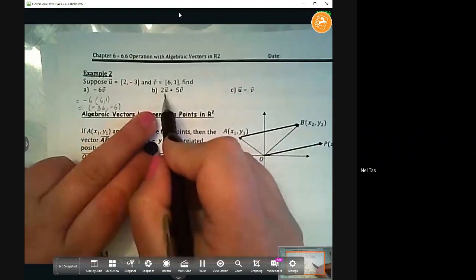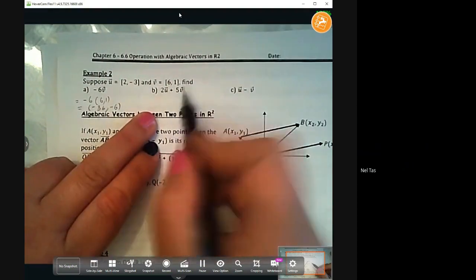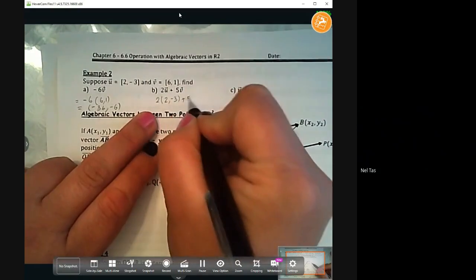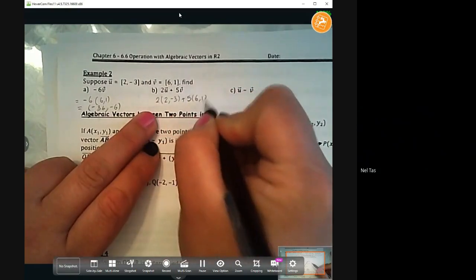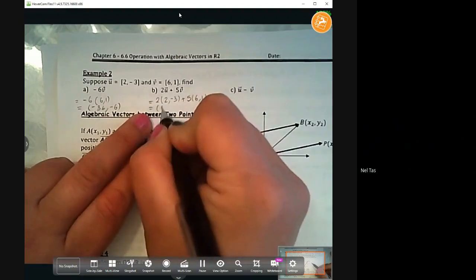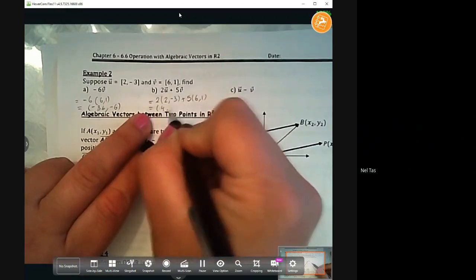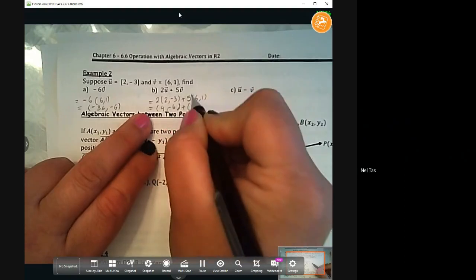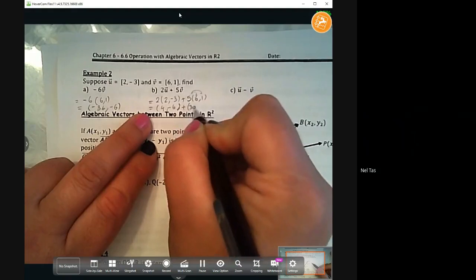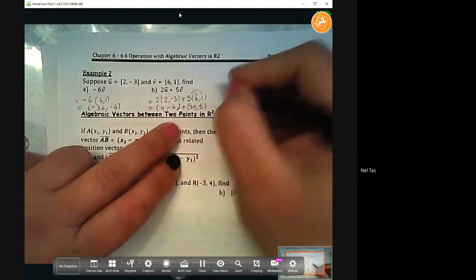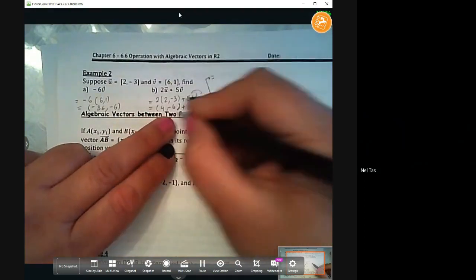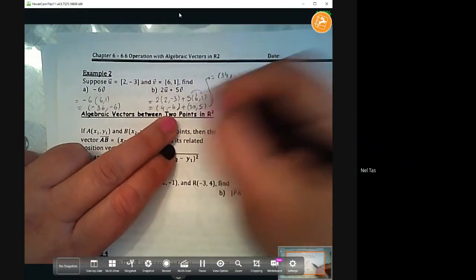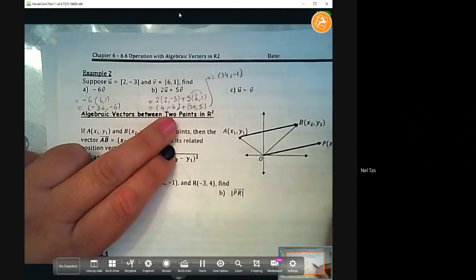Now we're going to find 2U plus 5V. So 2 times vector U plus 5 times vector V. That gives you (4, negative 6) plus (30, 5). And finally, you add the x coordinates and the y coordinates to add these two vectors. You get 34, and you add these two, negative 1.